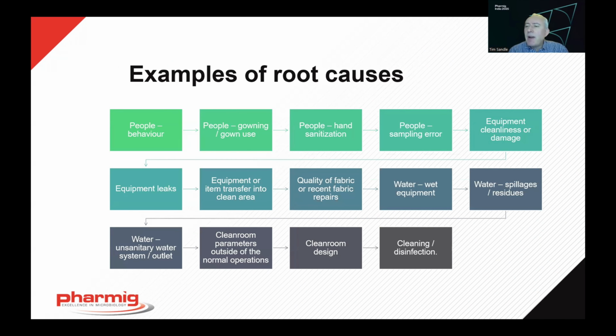And then we've got to try and crack the root cause, or the most probable root cause. So on the screen here are some examples of root causes. We're going to have different categories. We're going to have things like people, the way they gown, people, hand sanitisation, people and sampling error, equipment cleanliness or damage, transfer of items, which we've already covered, quality of fabric, the risk of wet equipment from water, drift of clean room parameters.